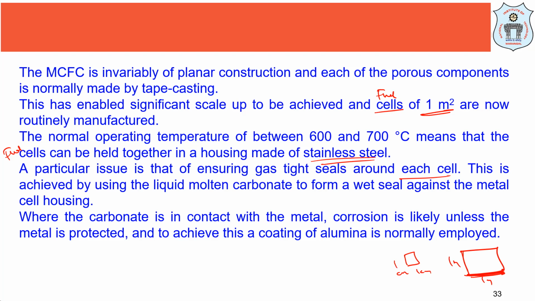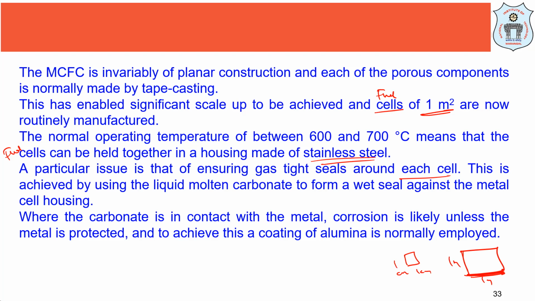Okay, and this has enabled significant scale up to be achieved, and cells of even 1 meter square area are being routinely manufactured. So from 1 centimeter by 1 centimeter, we are able to make 1 meter by 1 meter. So 1 meter by 1 meter cross section area of electrolyte, this has been done. Okay. So the normal operating temperature is around 600 to 700, and when I say cells, it is the fuel cell, not the things.